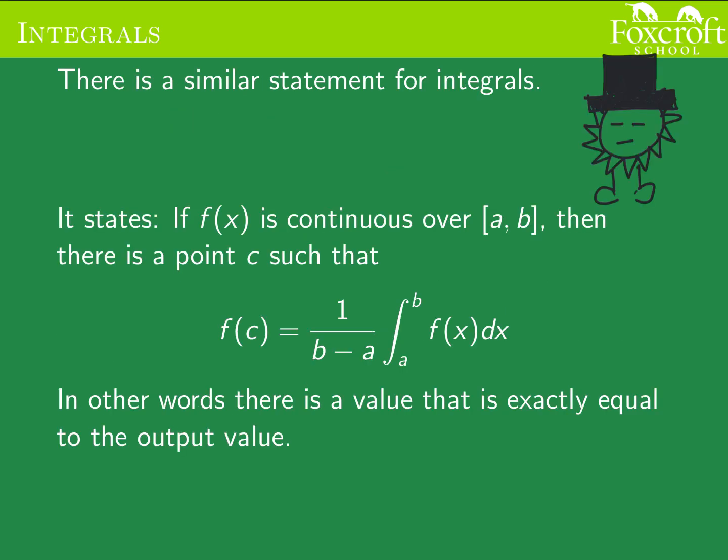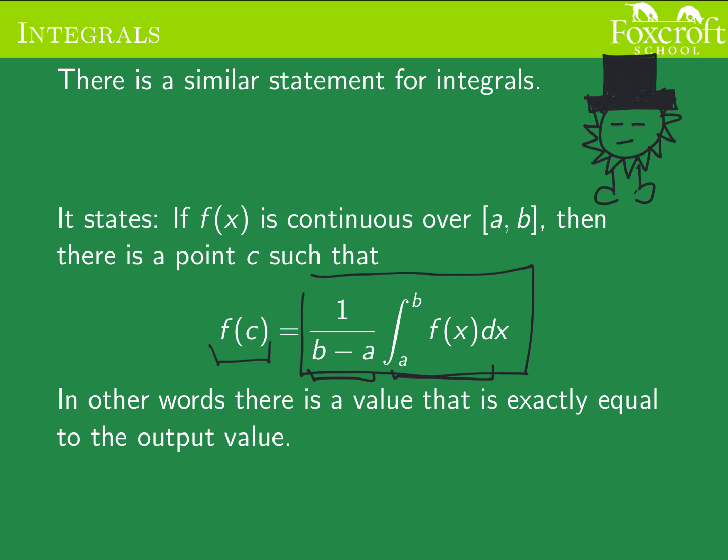For integrals, it's similar, except instead of having slopes of secant lines and stuff, we have the average value. So this was our formula for the average value of a function. It was the integral of that function from A to B, and then just the distance from A to B. So that's the average value on the right. It basically says there's some place where our function value is exactly the average value.